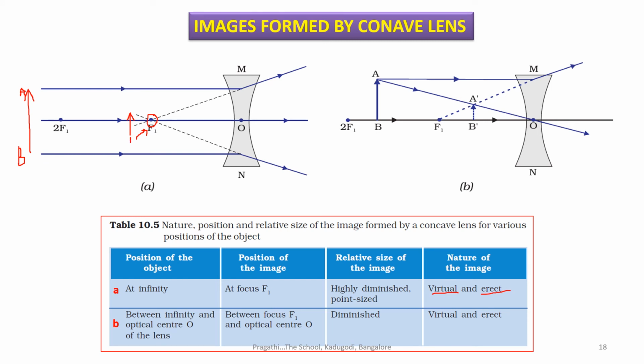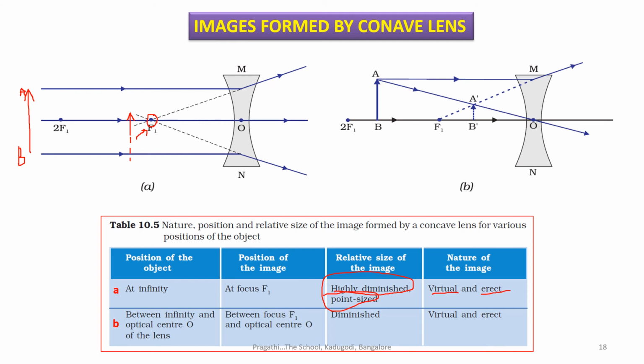Virtual means it will have the dotted line. If the dotted line is there, it is virtual. But can we see it? We cannot see it. But why? Because it will be highly diminished and point sized. Point size. This is one condition.